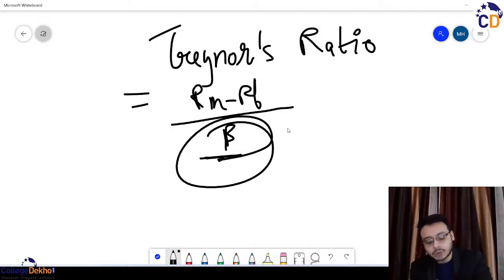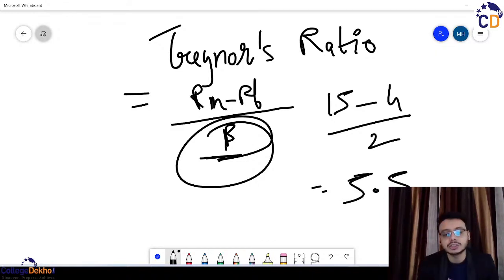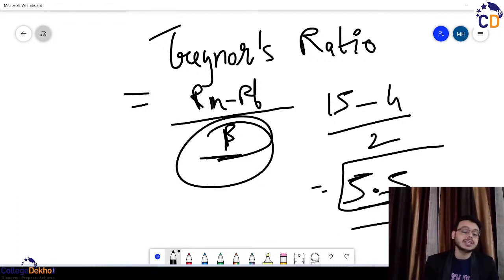Again, in the question, it would be mentioned to you that the return on market is 15%, your risk-free rate is 4%, and market beta is 2. Okay, so calculate the Treynor's ratio. That would basically be 11 by 2. So 5.5 would be the Treynor's ratio. And again, we want this ratio to be higher, it is better for the company, same as the Sharpe's ratio.